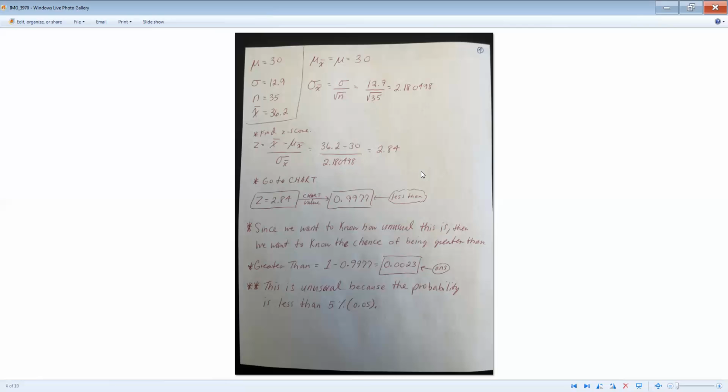Go to the z-score chart. The z-score chart gives us 0.9977, which represents less than, once again. Now, since we want to know how unusual this is, we want to know the chance of getting something greater than what we have. So once again, we do greater than: 1 minus 0.9977, which gives us 0.0023. So this is going to be an unusual occurrence, because the probability is less than 5%.